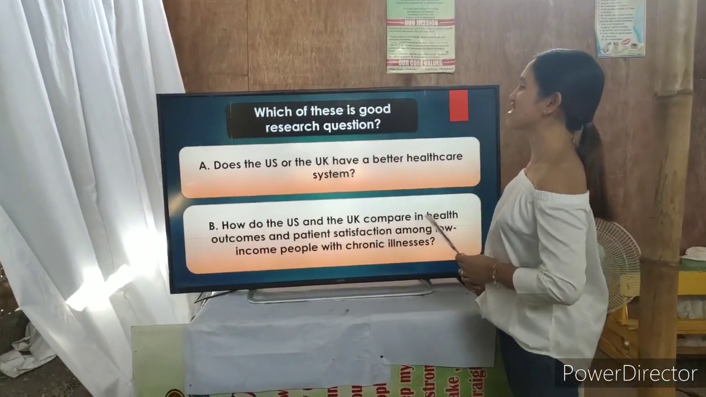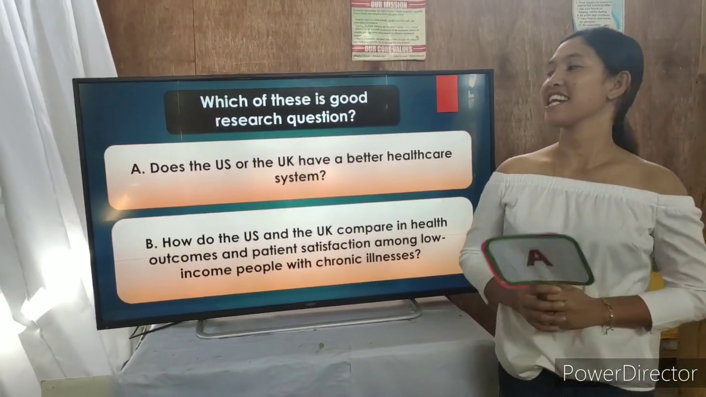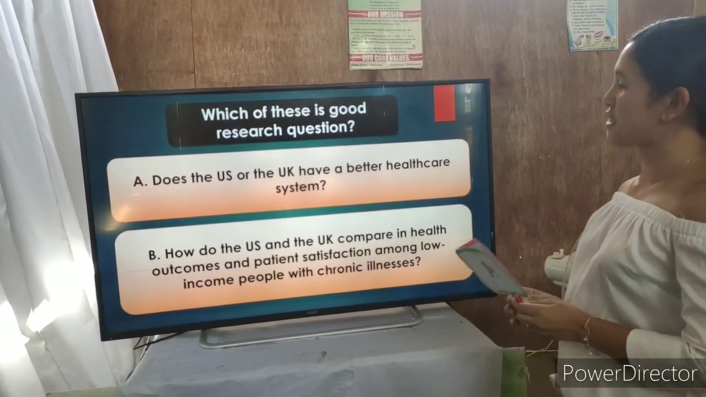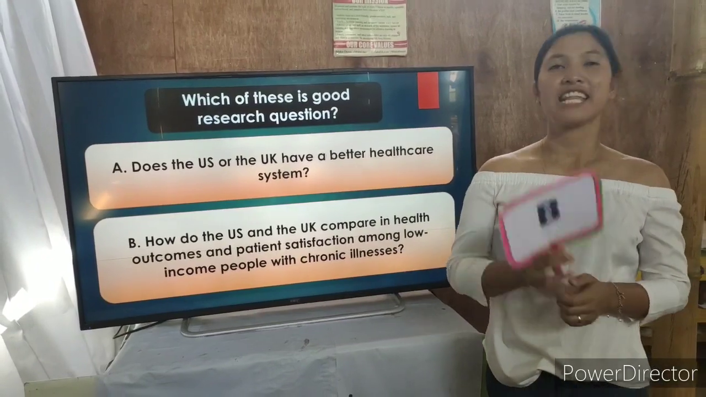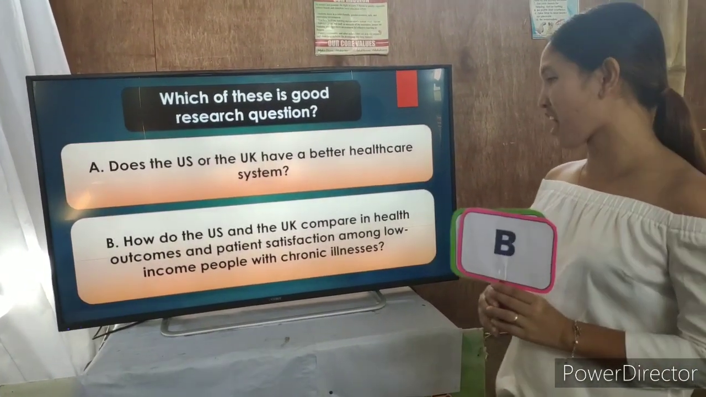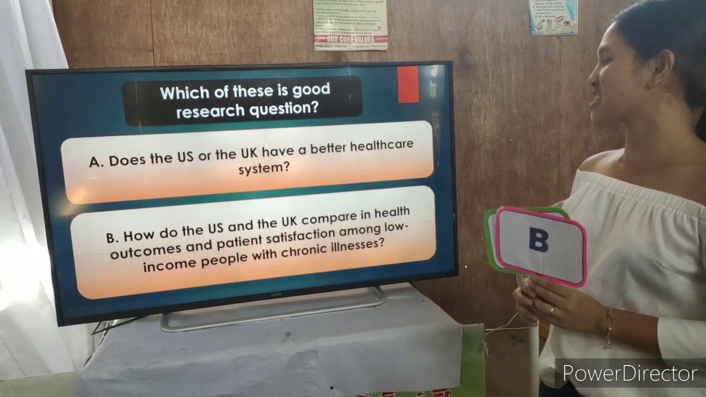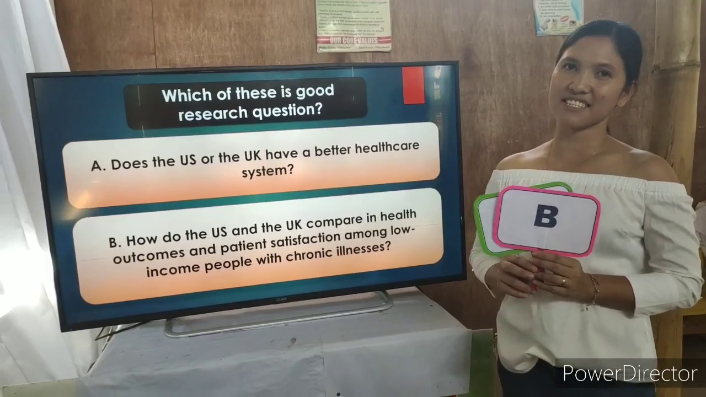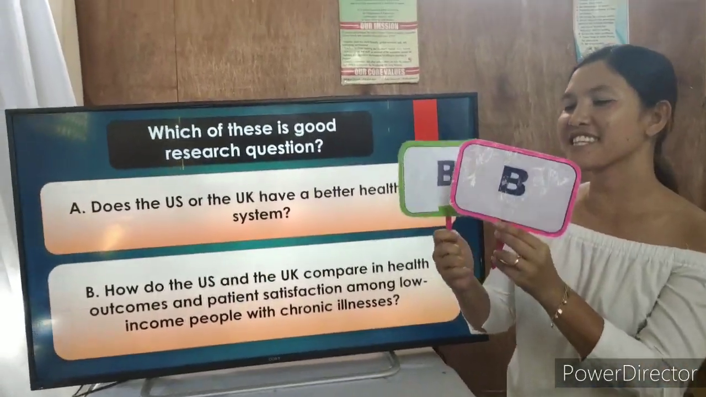Okay, which of this is a good research question? Letter A. Does the US or the UK have a better healthcare system? Letter B. How do the US and the UK compare in health outcomes and patient satisfaction among low-income people with chronic illnesses? So what would be your answer?